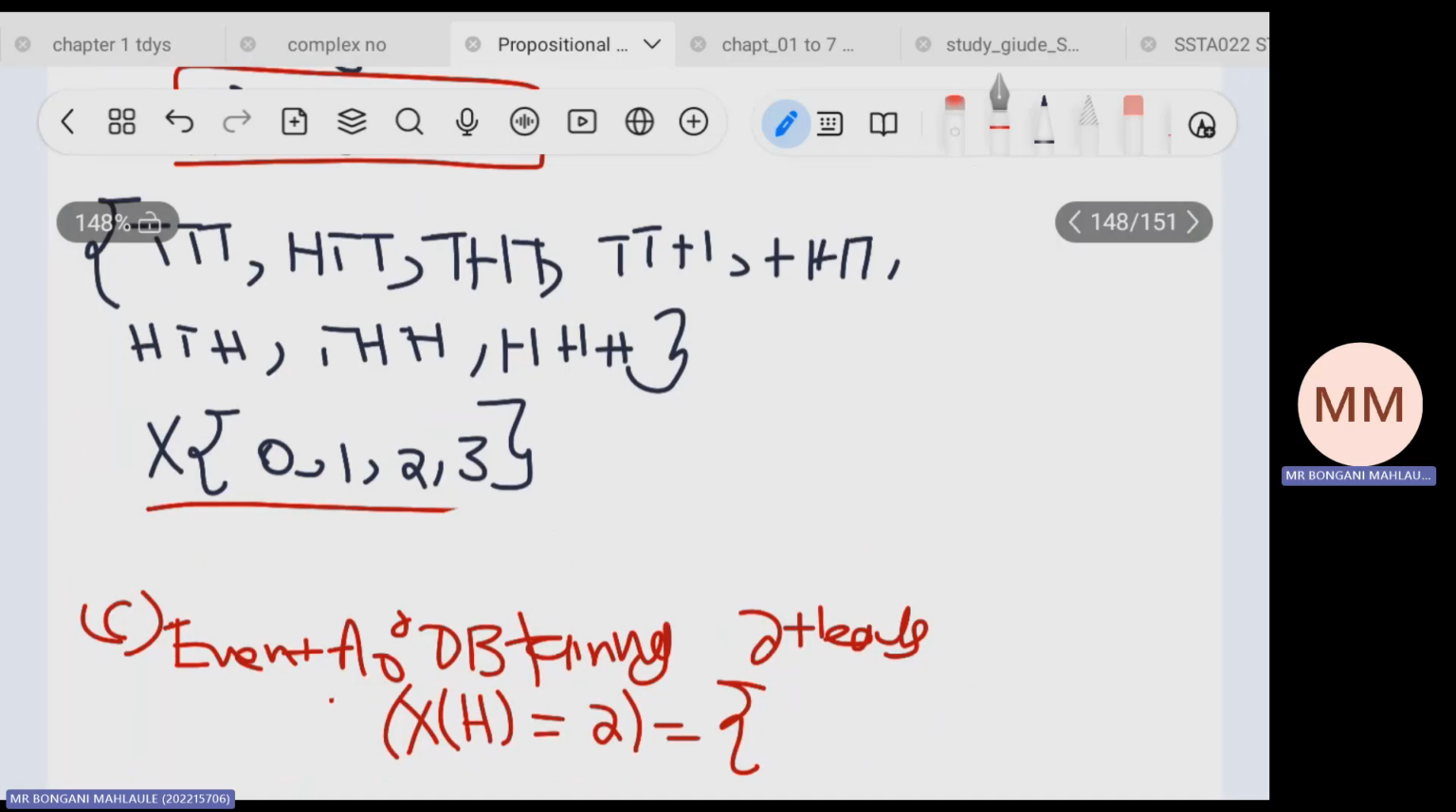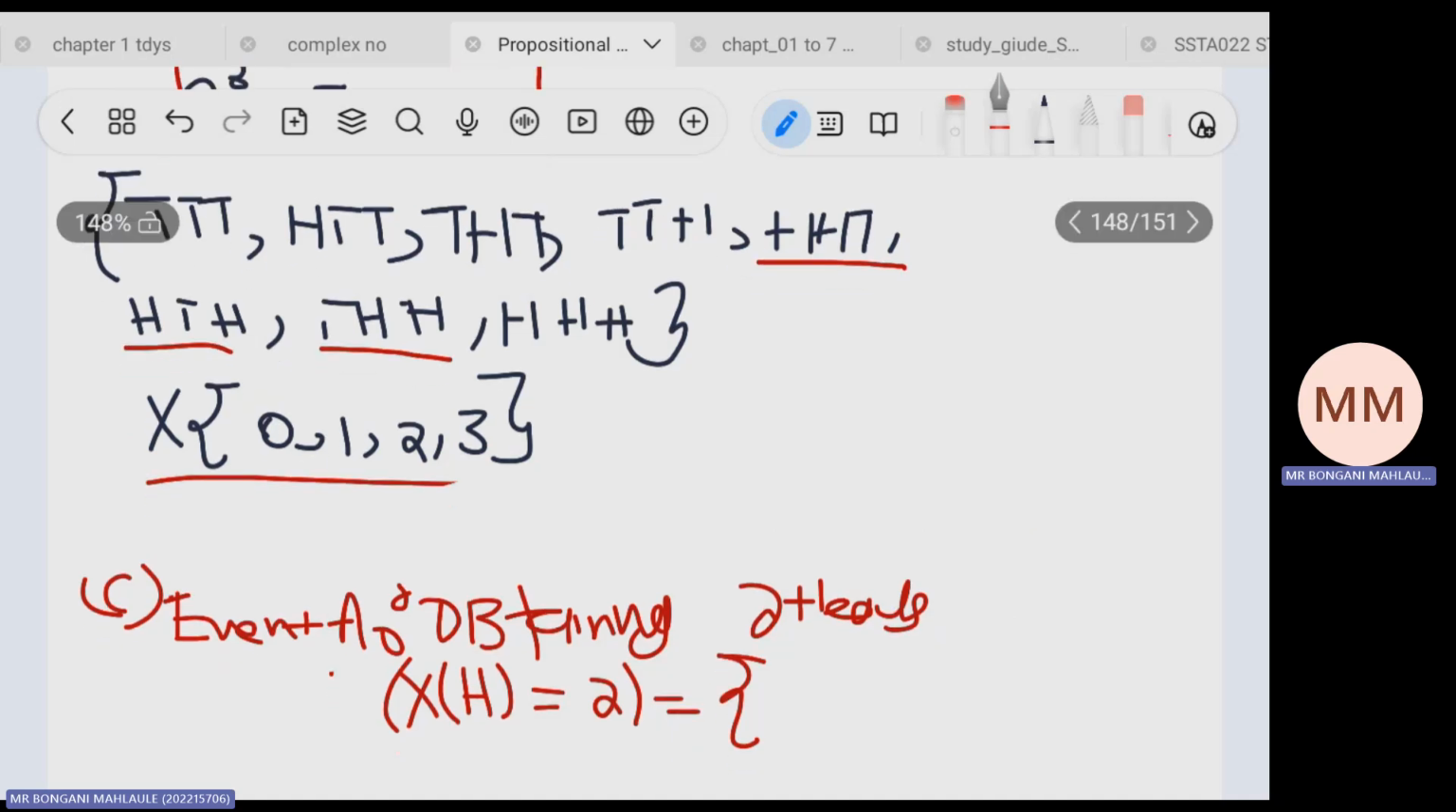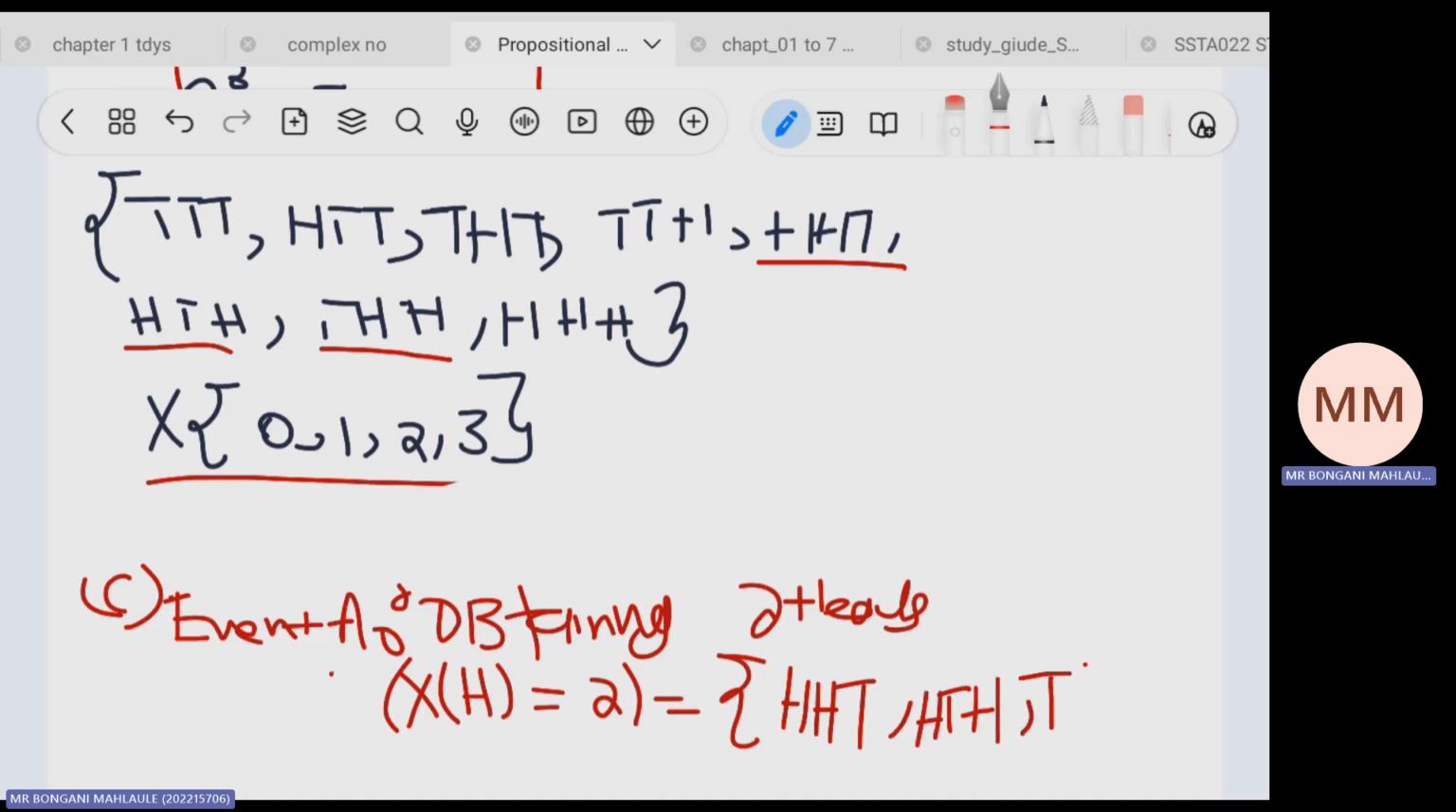You already have the samples, exactly 2 heads. It means you'll have 1, 2, 3 outcomes: head, head, tail, head, tail, head, and then tail, head, head. Let me just fix this one: head, head, tail.